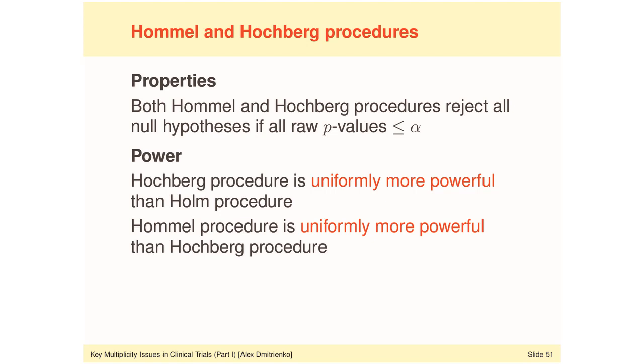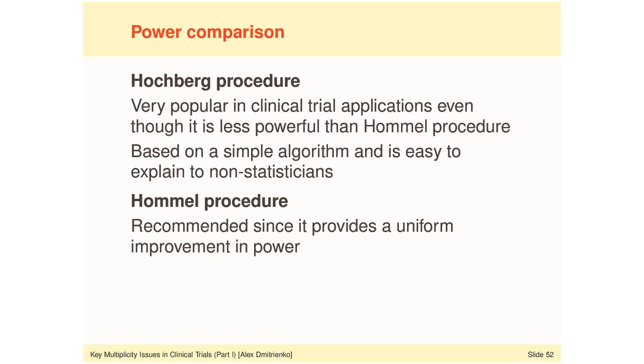The Hommel procedure is based on a very efficient set of decision rules that borrow power across multiple null hypotheses, and this results in a uniform power gain compared to the Hochberg procedure. Every hypothesis rejected by the Hochberg is guaranteed to be rejected by the Hommel, but in certain cases, the Hommel procedure may be able to reject additional hypotheses, just like we saw in the example based on the type 2 diabetes trial. We're not completely done with that power comparison between the Hommel and Hochberg procedures. I would like to spend a bit more time on this topic.